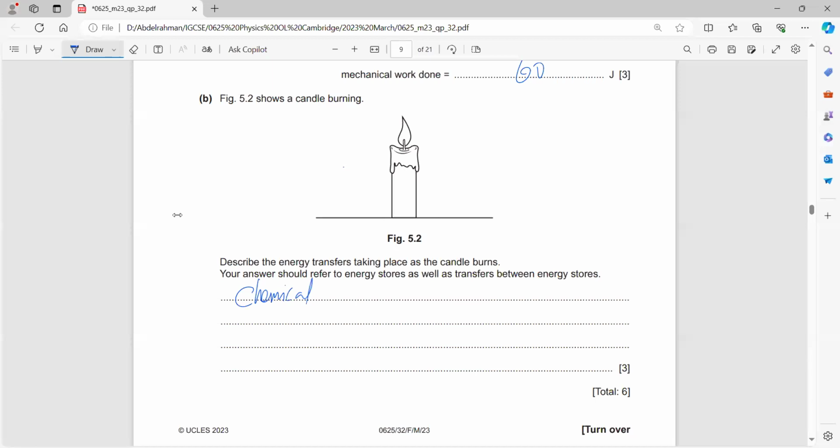The chemical energy inside the candle, as it burns, transfers to two types of energies. What are the two types of energies? Light energy and thermal or heat energy.